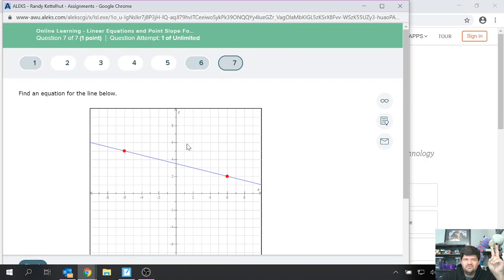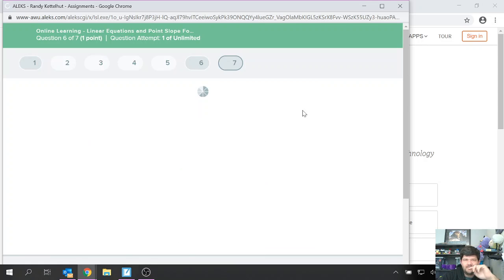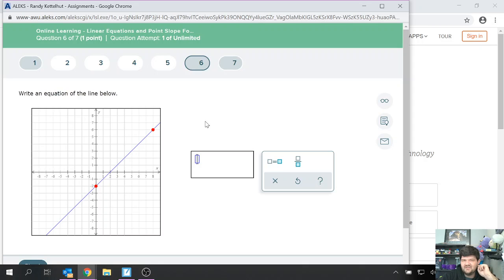Now there's 2 ways to cheese this. First way is you really just need the slope. So Aleks is really not picky about what you put into it. So as long as you find the slope, and you can do that by counting.